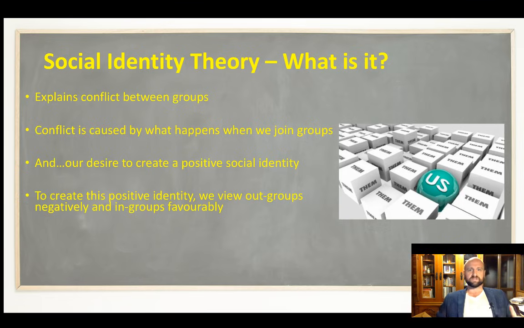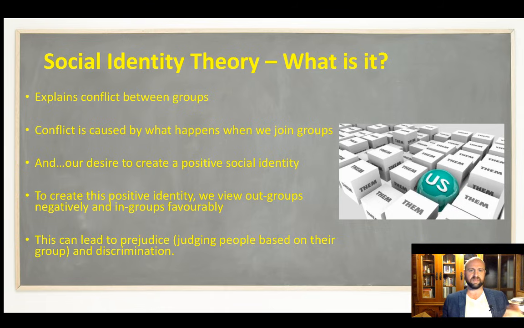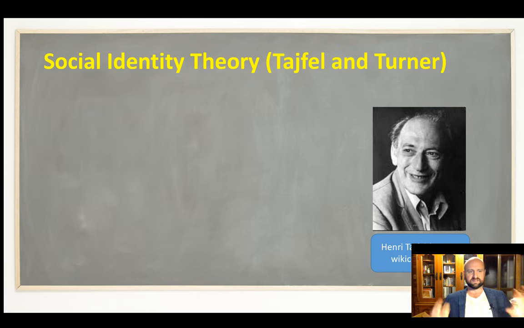So to create our positive identity, according to the theory, we view our out-groups negatively and our in-groups favorably. And this bias in our thinking can lead to things like discrimination. We're also going to prejudge people based on which group they belong to. So at the core of social identity theory is this idea of dividing people into in-groups and out-groups.